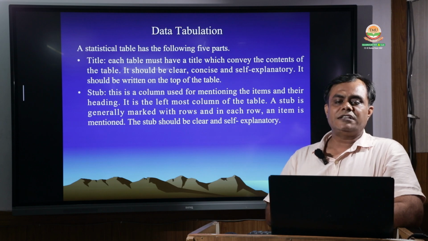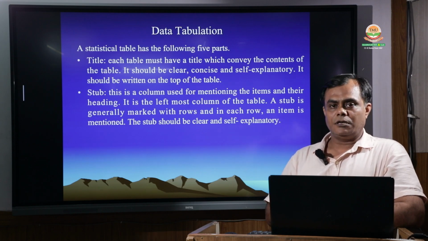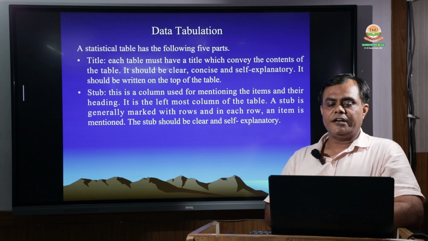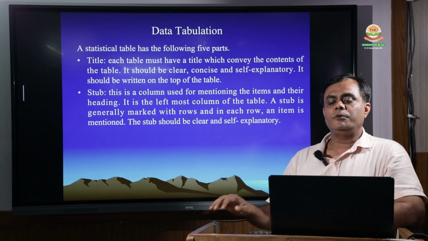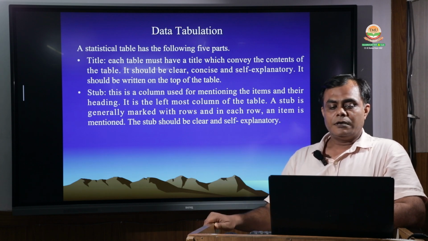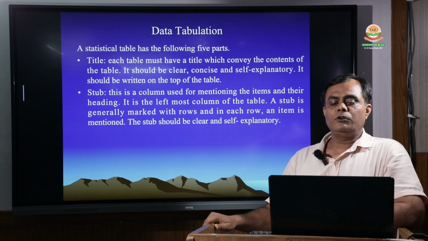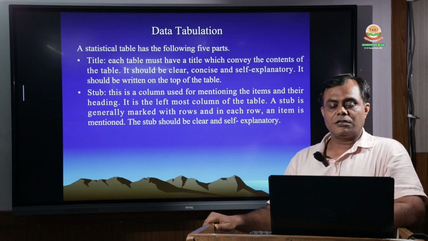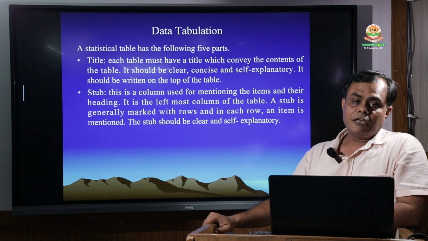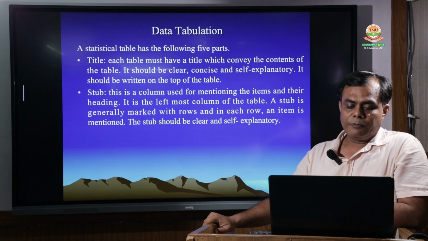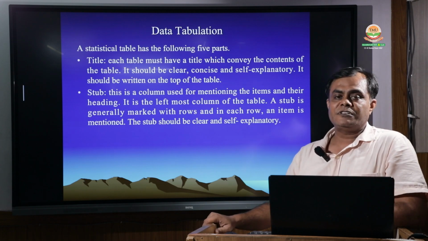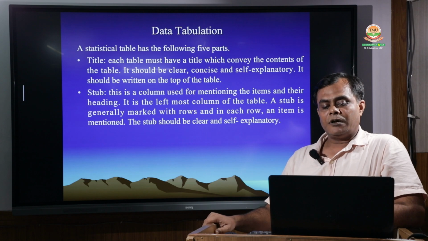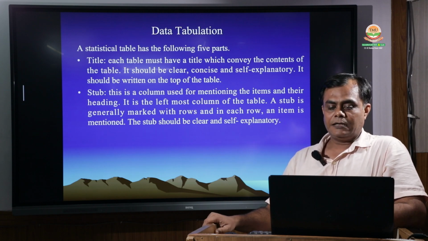The third part is the caption. Caption is the heading of the column. The stub is the heading of the row, and the caption is the heading of the column. The caption is in the upper part of the table, and it should be properly worded. Sometimes below the caption, the unit of measurement and the column number are given, which is called the box head. And the next part is the body, the main part of the table that contains the whole information that you want to exhibit. The body is the main part of the table and the figures entered therein should be distinct.